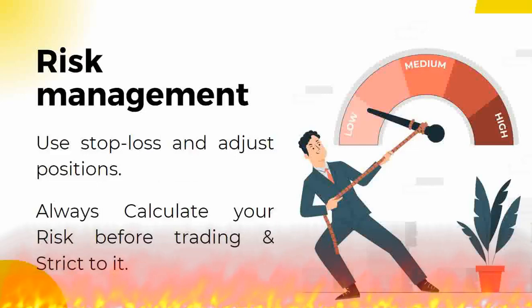So, risk management: use stop loss and adjust your position size at the beginning. Stop loss is very necessary in order to protect your capital from loss, and adjust your position once you have done backtesting. Also, in paper trading, practice with one or two lots, and gradually, if your strategy gives you an accuracy of more than 70%, then you can increase your lot sizes and position sizes.